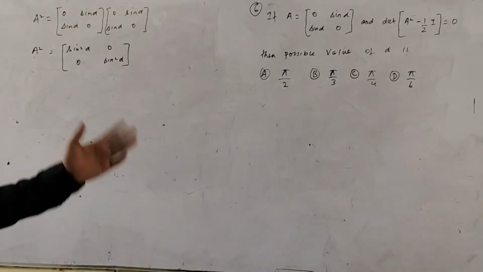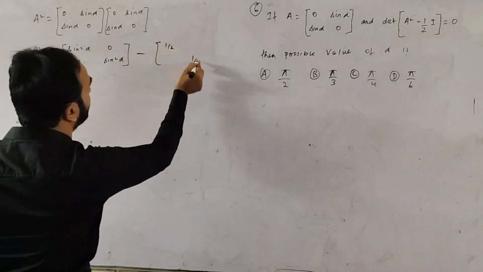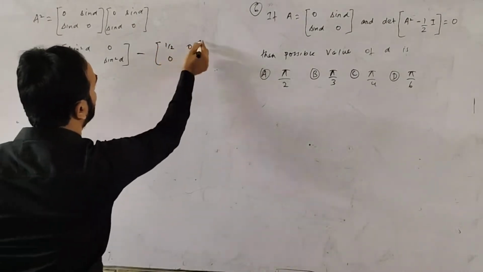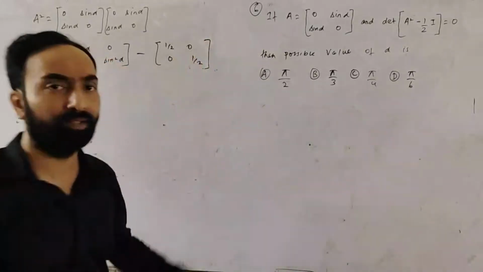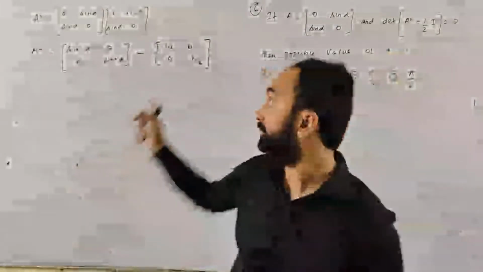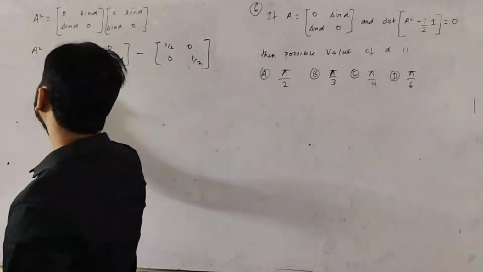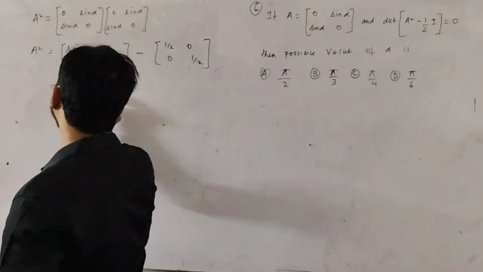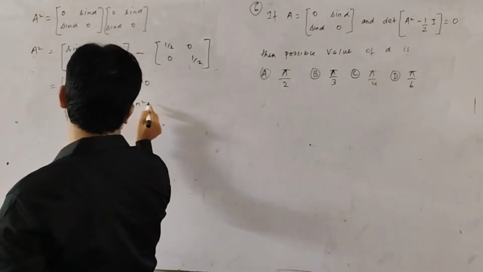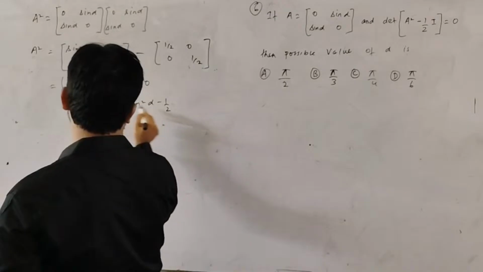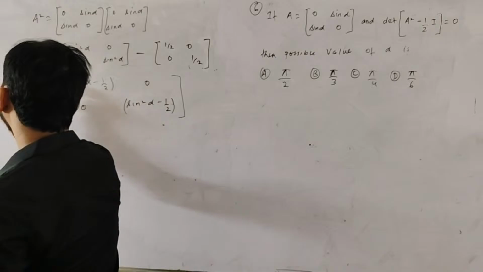And what do you mean by half of I? Half of I means 1 by 2 here and 1 by 2 here, and 0 and 0. This will be multiplied by half. So the 0 will have no change, and only the diagonal elements where it was 1 in the case of I will change to half. Now do the subtraction. Sine square alpha minus half, and here it will be 0, and 0 here, and here also sine square alpha minus half. We are not applying any property, just doing basic simple calculation.